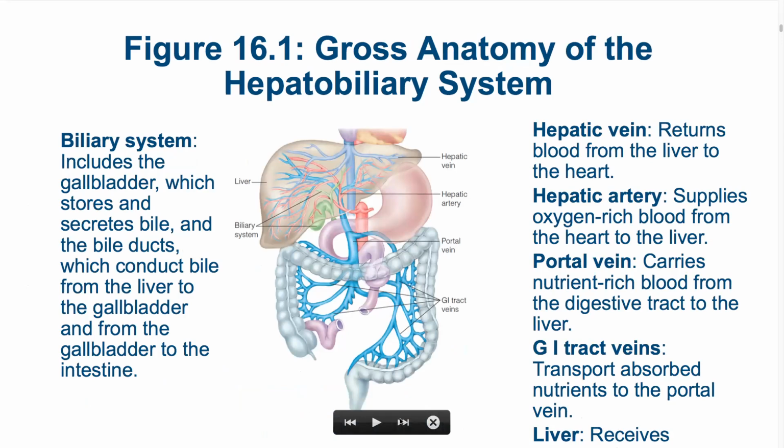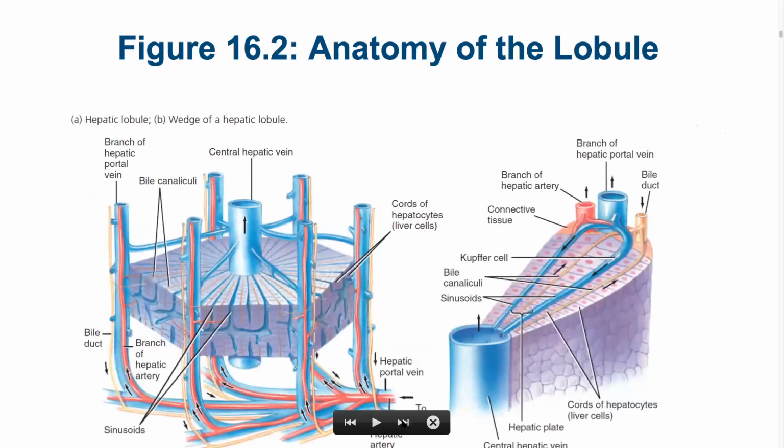Your GI tract veins transport absorbed nutrients to the portal vein. The liver receives nutrients from the digestive tract and processes them for distribution throughout the body. Figure 16.2 is just the anatomy of the lobules. So please review the different areas of the lobules.